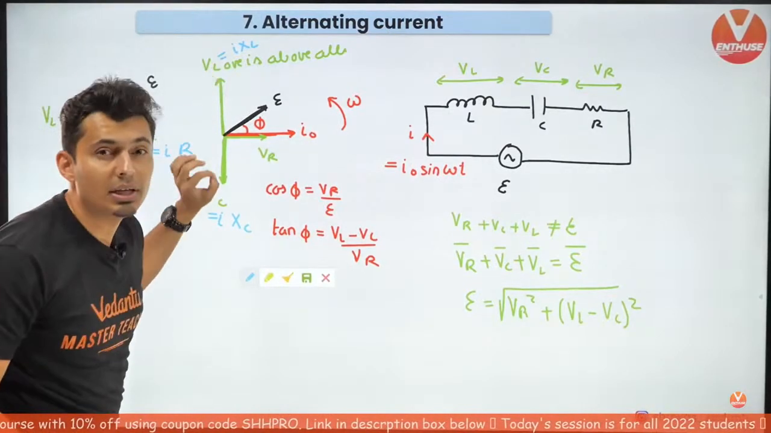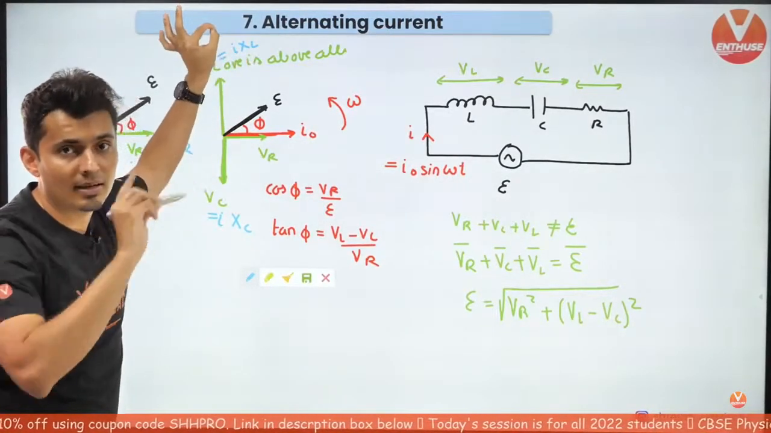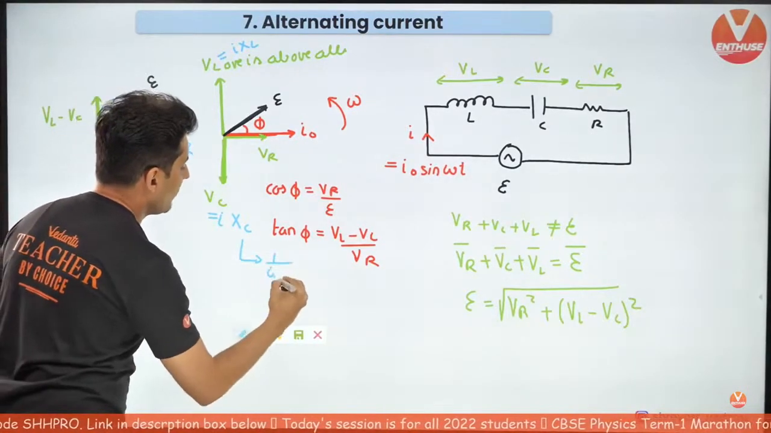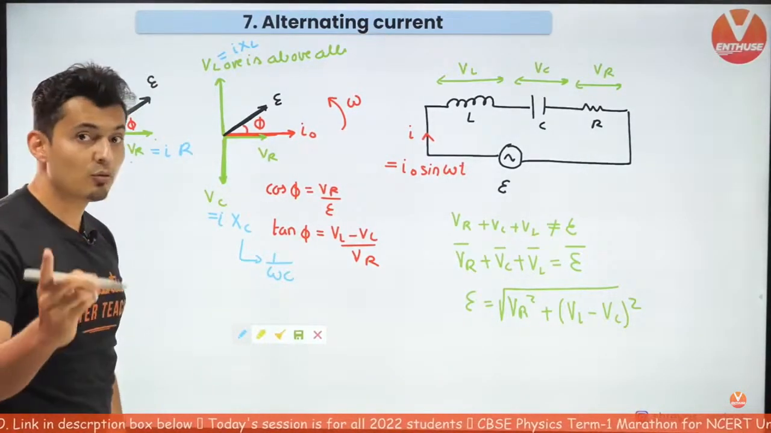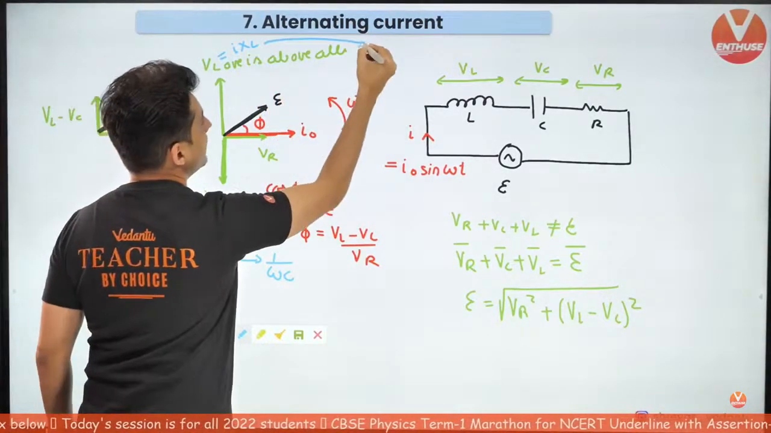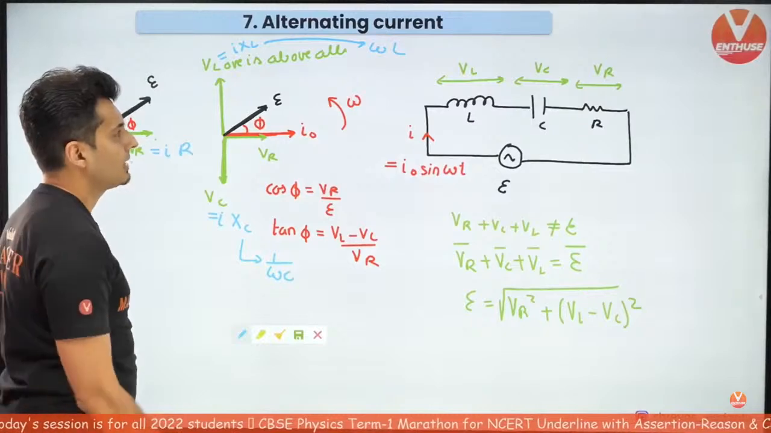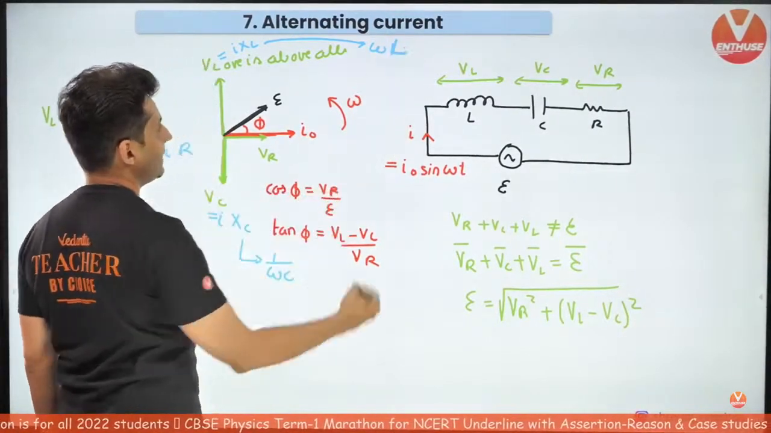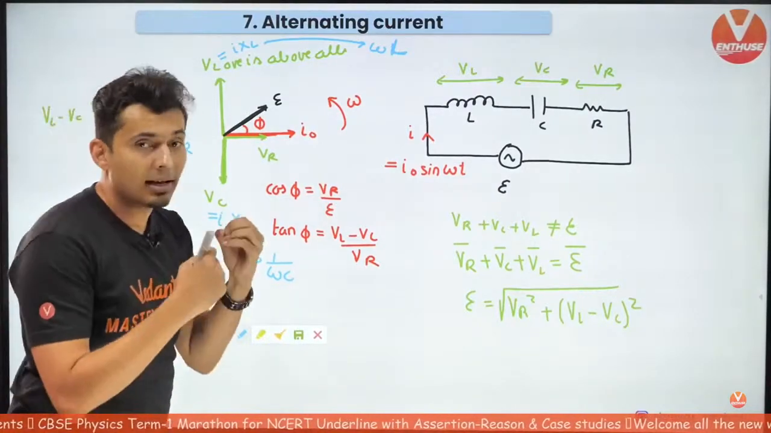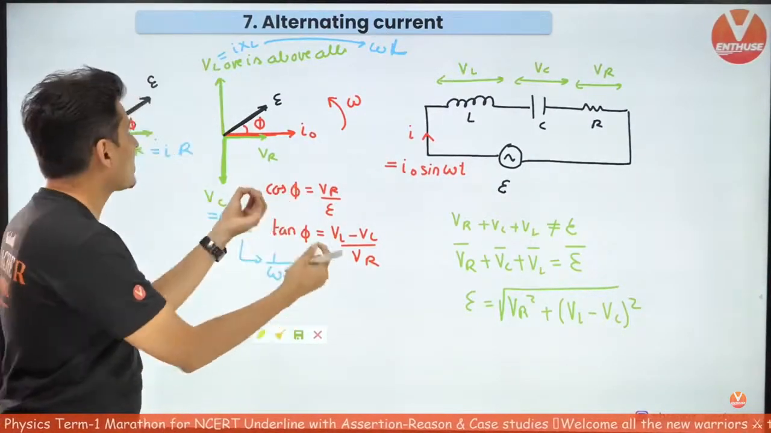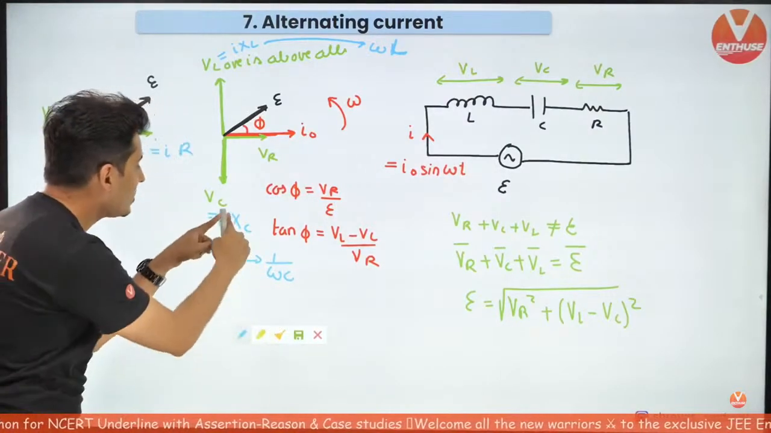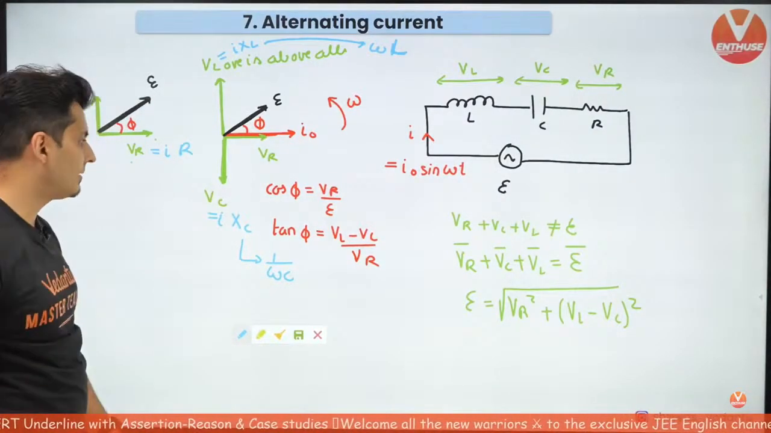What is this X? Equivalent of resistance for capacitor and inductor. So XC is nothing but 1 by omega C. XC is 1 by omega into C, and XL, what is XL? It is just omega L. That's something which you should keep in mind. Inductance into angular frequency gives you the equivalent resistance of an inductor. Reciprocal of omega into C gives you equivalent resistance of a capacitor.